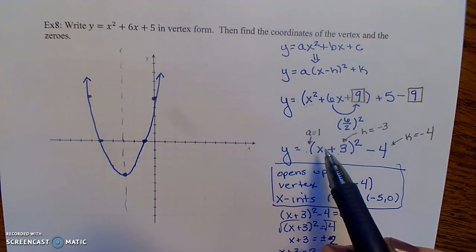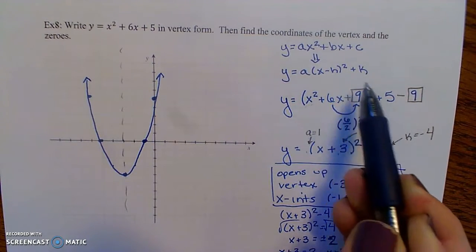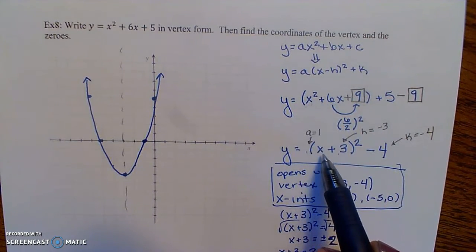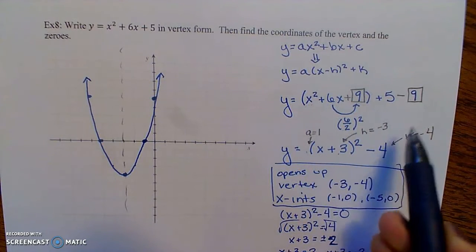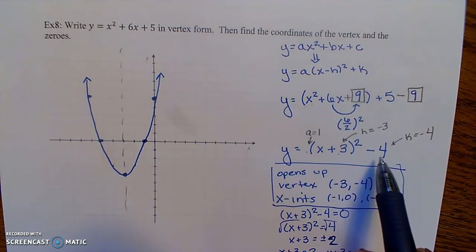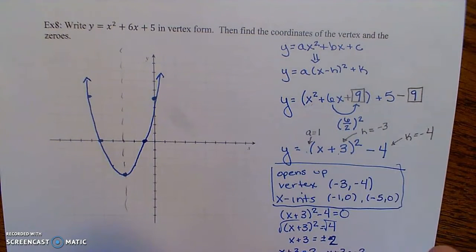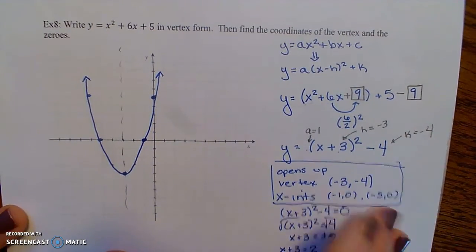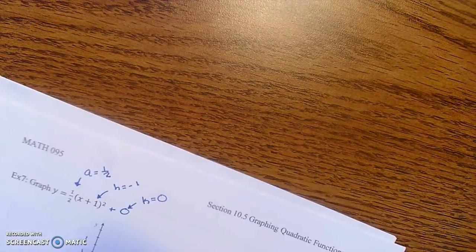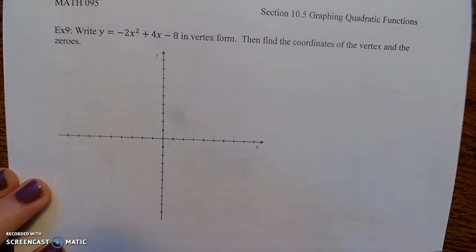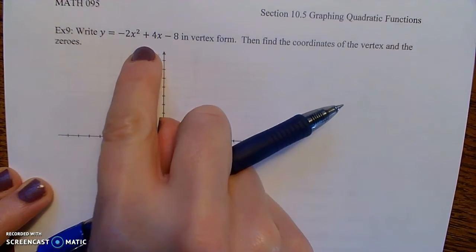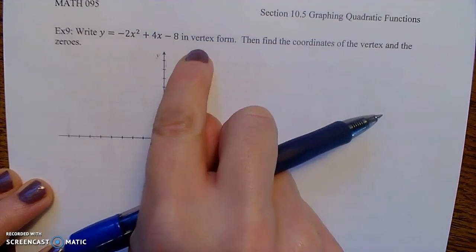That converts this into a perfect square, so we'll have to factor that parentheses. And then simplify these two numbers, getting -4, and there it is. It just kind of falls out. Let's do the same method for one more example. Example number 9. So y equals -2x squared plus 4x minus 8.